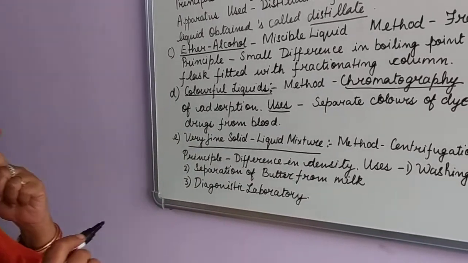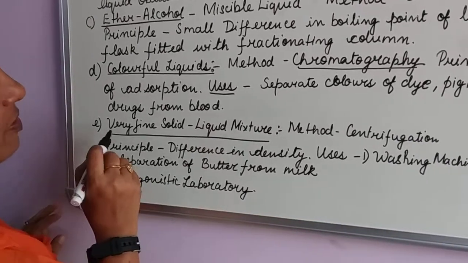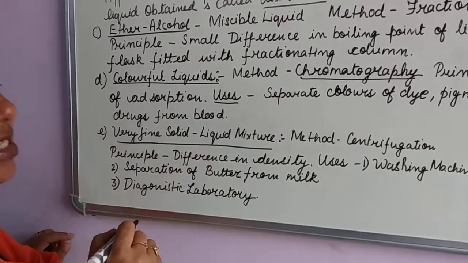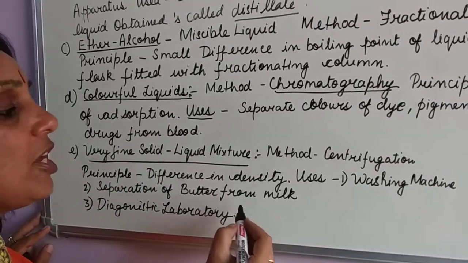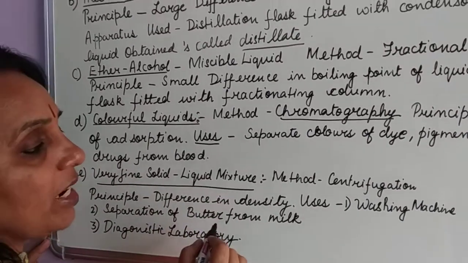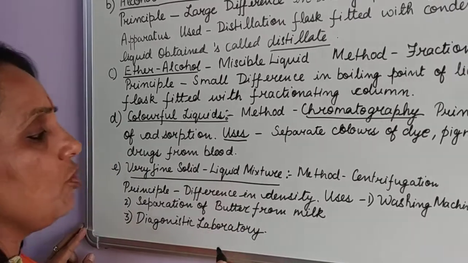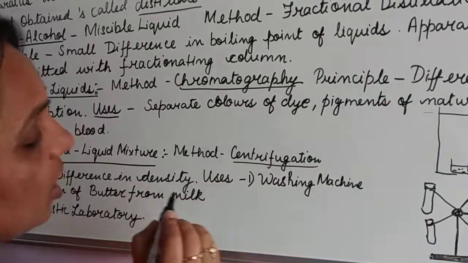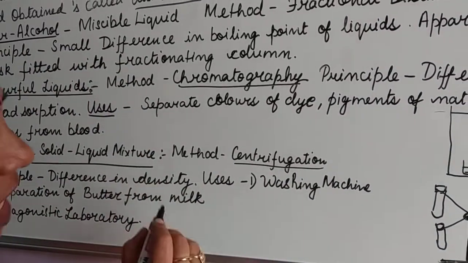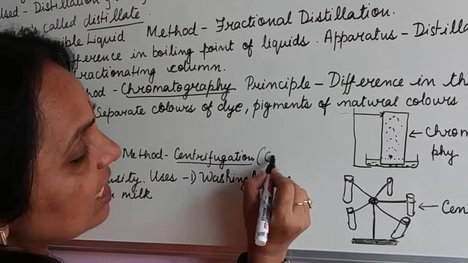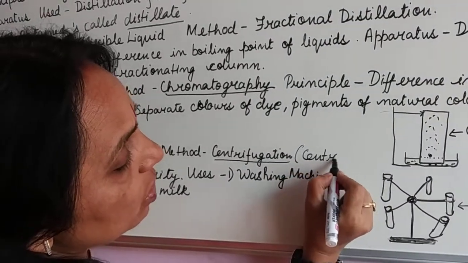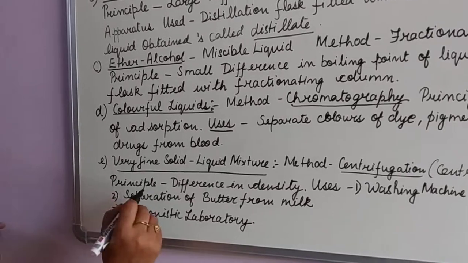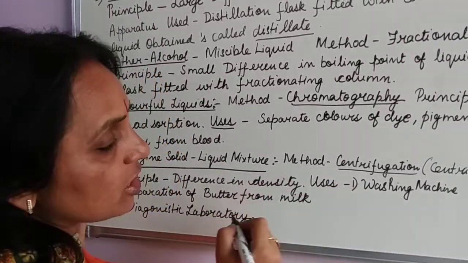Now coming to the last and the fifth type of mixture, when we have to separate very fine solid particles from a liquid mixture. For example, suppose we have to separate a mixture of very fine clay particles which are passing through the filter paper, then what do we do? Then this can be separated by a special type of technique which is known as centrifugation. Centrifugation is a special type of technique which is performed in a centrifuge machine. And what is the principle of this? The principle is difference in density of the various components.